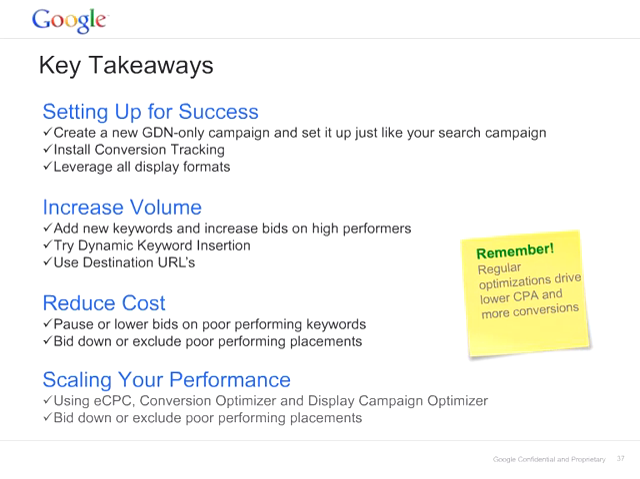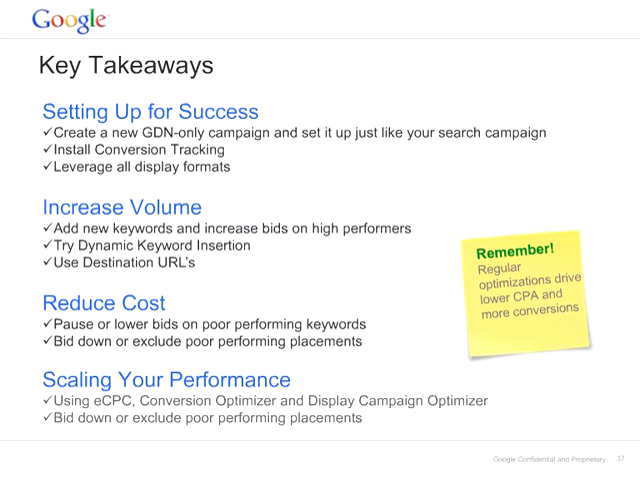Install conversion tracking. Not only does it help with measurement, it lets you opt into our auto bidding and optimization tools. To increase volume, add more keywords, and increase bids on high performers. Now that we target on the keyword level, you can use 2 new features that you probably use on search today: keyword insertion and keyword level URLs. These are both highly recommended to increase conversions.